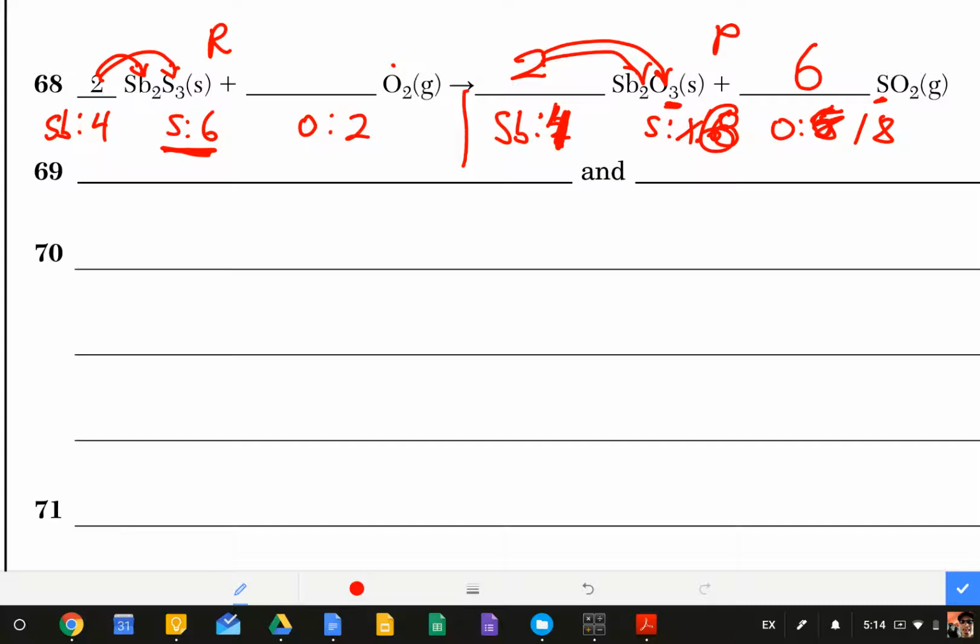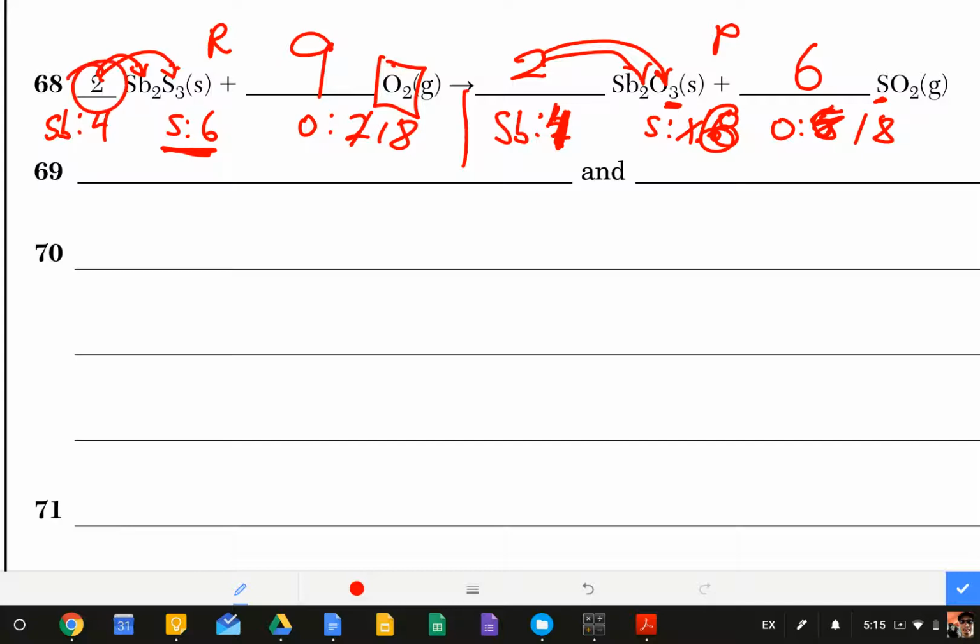If you notice, I left oxygen, the element, to the last step. You want to leave the elements to the last step because, well, they're by themselves. If you multiply a coefficient in front of the compounds, you're changing the number of more than one element. So here, we need 18 oxygens. 18 divided by 2, that's 9. 9 times 2 is 18. There we go. That's the balanced equation.